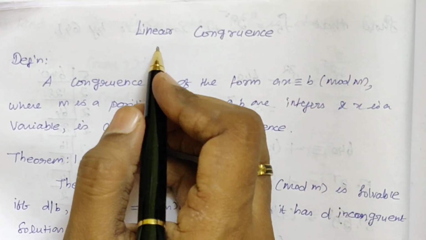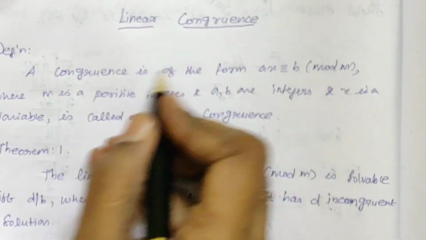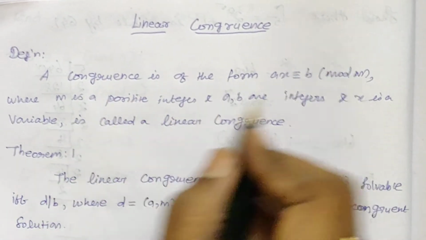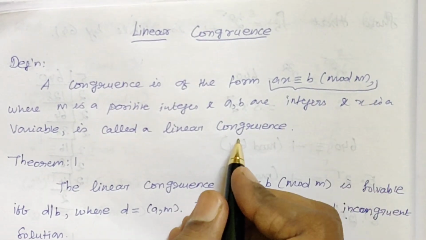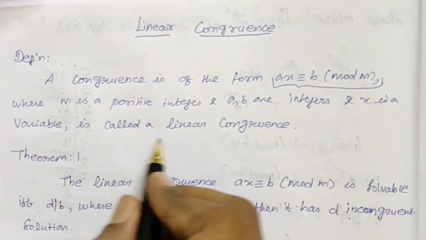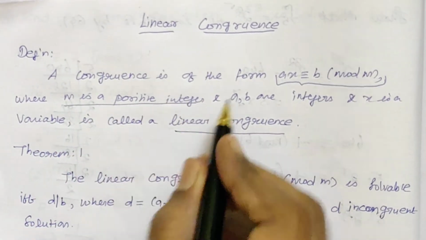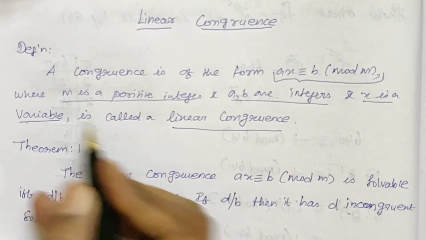Good morning students. In this video we are going to study about linear congruence. First let me start with the definition. A congruence of the form ax ≡ b mod m is called a linear congruence. Here m is a positive integer, a and b are integers and x is a variable.